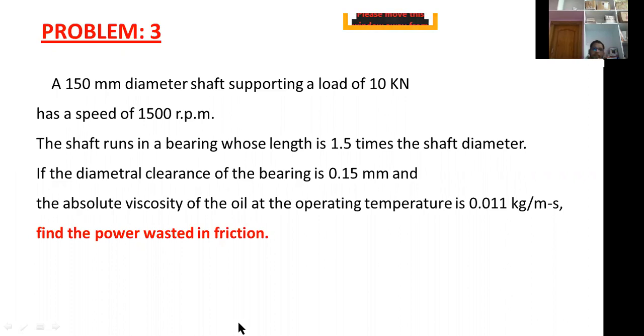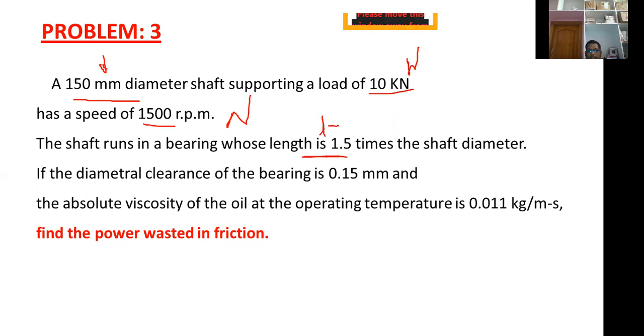Here, in the given problem, the diameter of the shaft is given, that is small d. The load is also given, that is W. The speed is also given, that is capital N. The shaft runs in a bearing whose length is given, that is L.